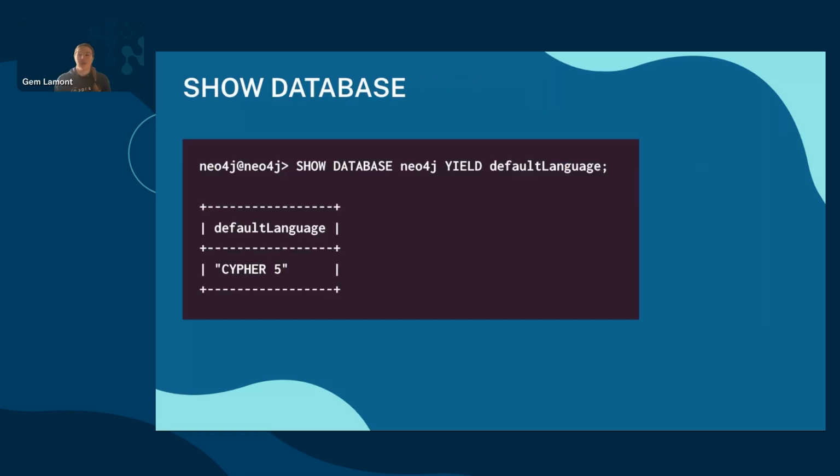So I'll walk you through a little bit of an example of how this works. If I want to check what language my database is set to, I can use the show database command. As you can see here, I have my Neo4j database, and the default language is set to Cypher 5.